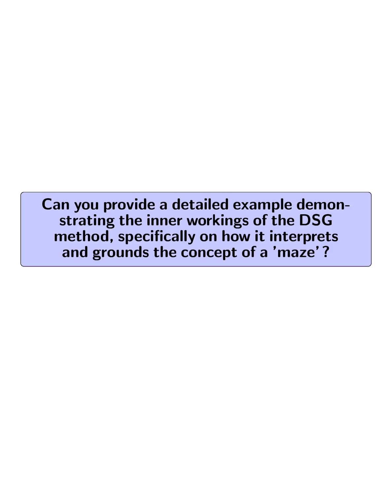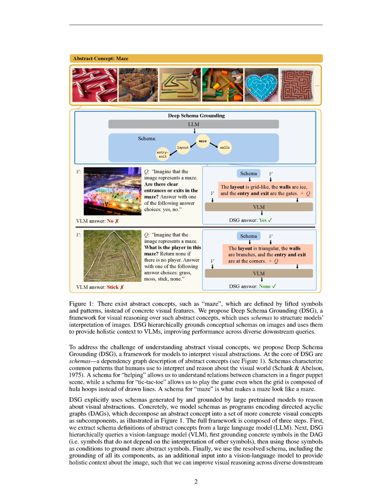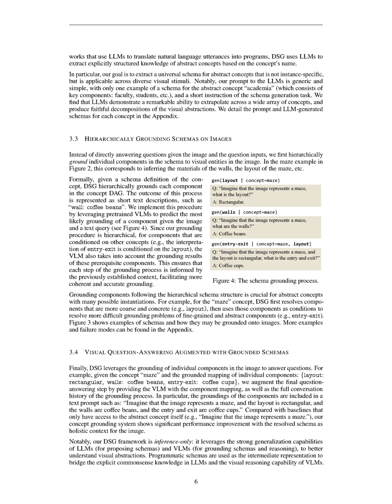Can you provide a detailed example demonstrating the inner workings of the DSG method, specifically on how it interprets and grounds the concept of a maze? The Deep Schema Grounding (DSG) method interprets and grounds the concept of a maze through a structured, hierarchical approach. First, DSG extracts a schema for maze from a large language model (LLM), which defines the concept as a directed acyclic graph (DAG), comprising components such as layout, wall construction, and entry-exit positioning. For instance, the schema might specify that the layout is rectangular, the walls are made of coffee beans, and the entry and exit are represented by coffee cups.